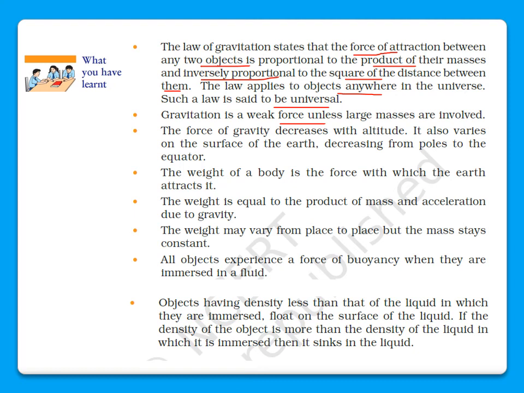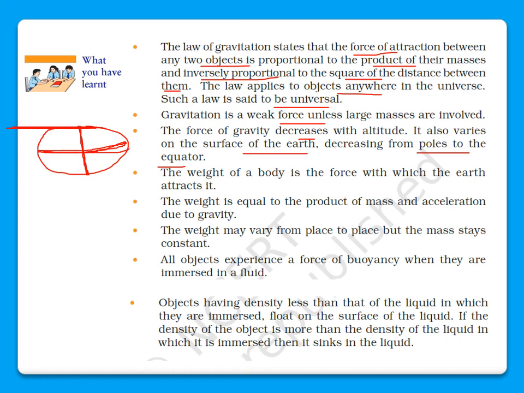The force of gravity decreases with altitude and it also varies on the surface of the earth, decreasing from poles to the equator. Why? Because, as I told you, the earth is not a perfect sphere. So the diameter of the earth is slightly more at the equator in comparison to the poles. That is why the value of gravity is also different at the poles and the equator.